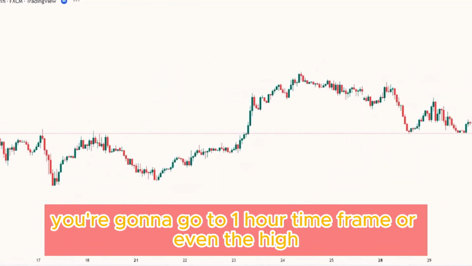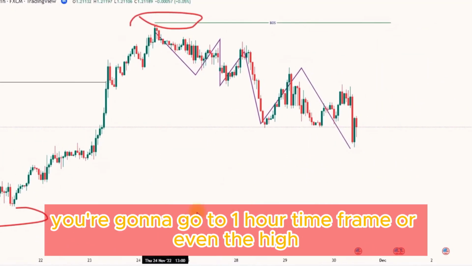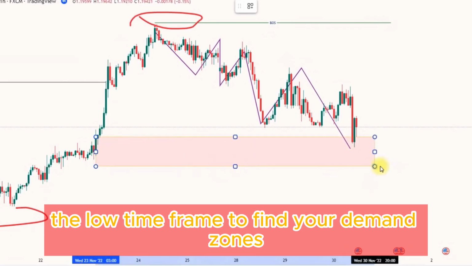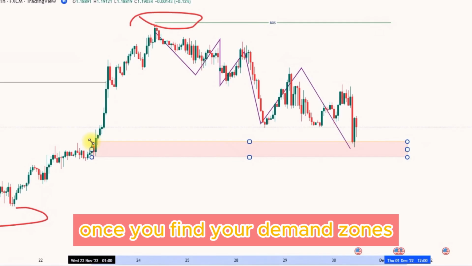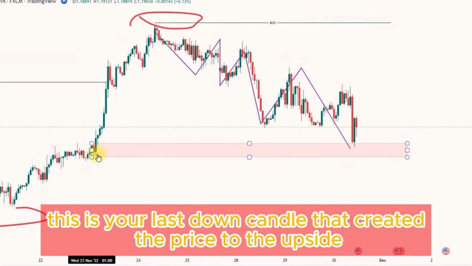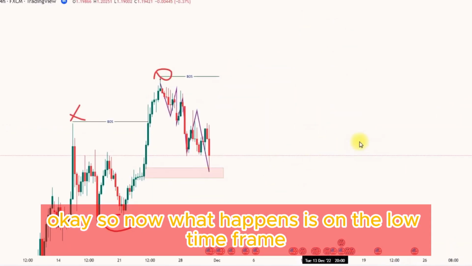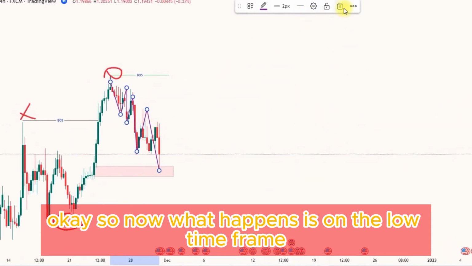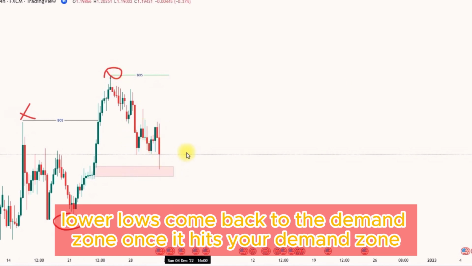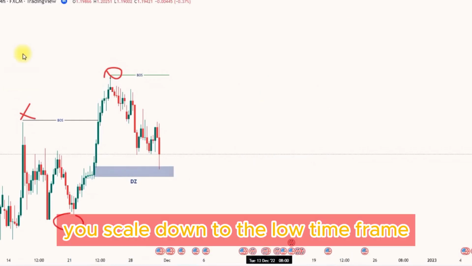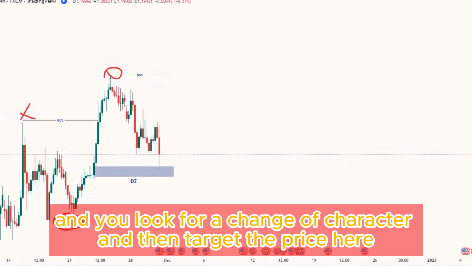You're going to go to the 1 hour time frame, or even a lower time frame, to find your demand zones. Once you find your demand zones, you mark it. This is your last down candle that created the price to the upside. Now, on the lower time frame, the price is going to create lower highs, lower lows, and come back to the demand zone. Once it hits your demand zone, you scale down to the lower time frame and look for a change of character, and then target the price here.